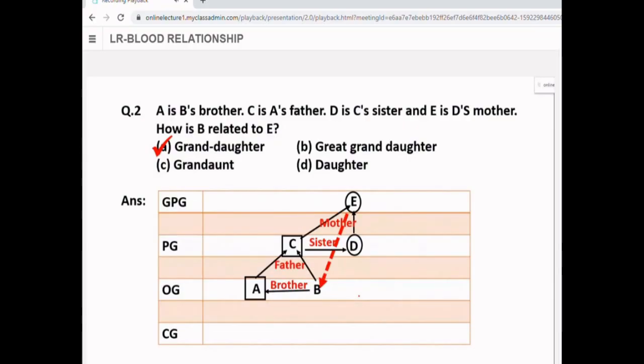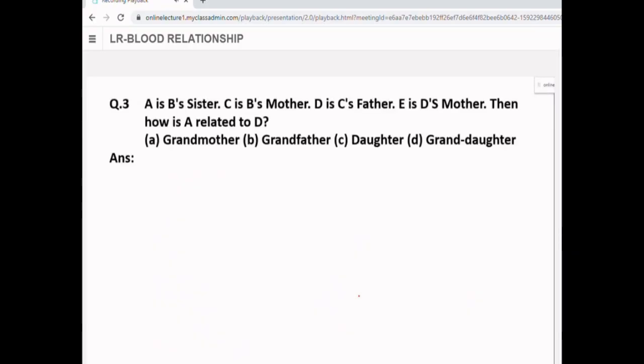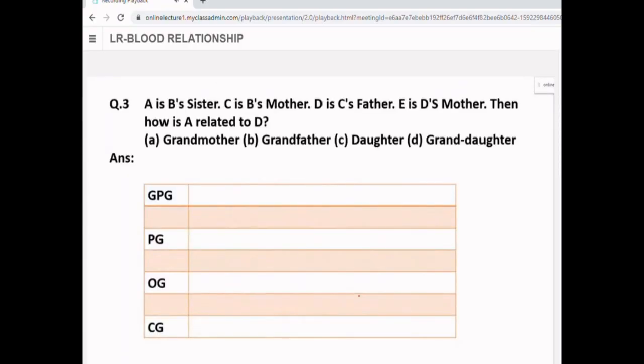Next. Now you do this by our method. Don't use any other method. Easy and simple way. Try and solve it. I'm giving you time, and give me the answer.